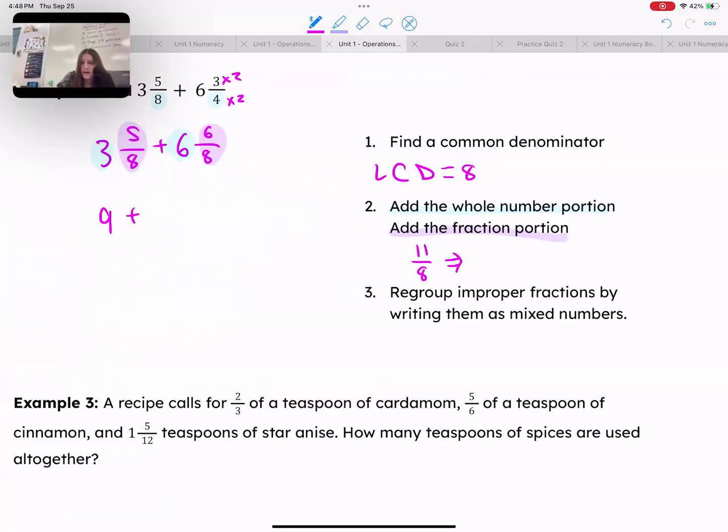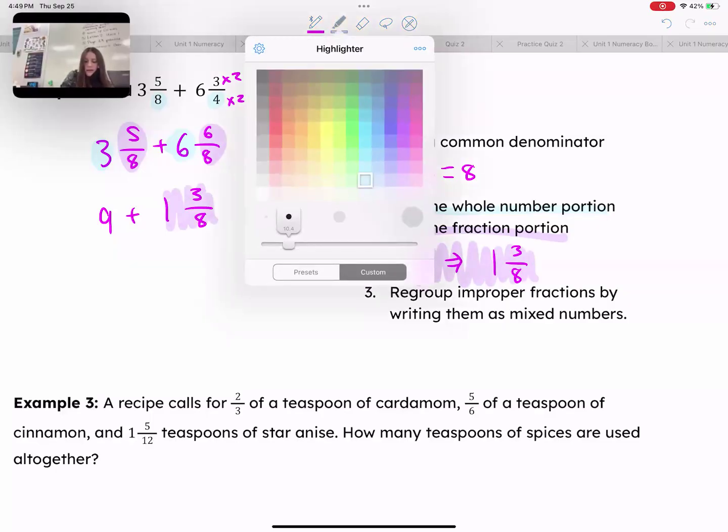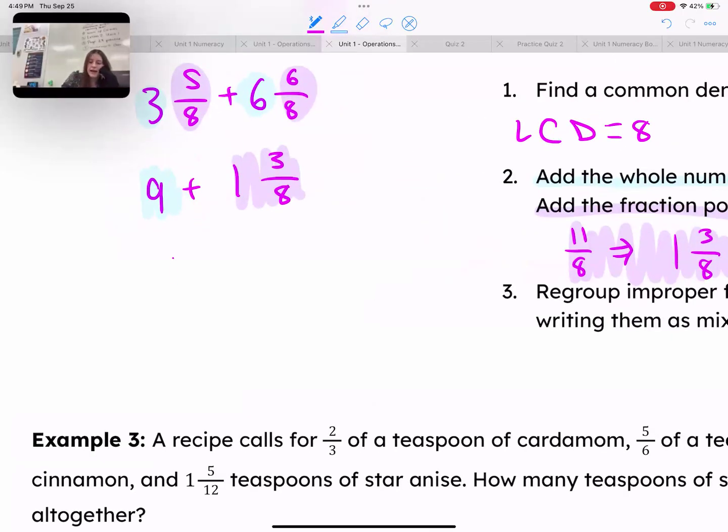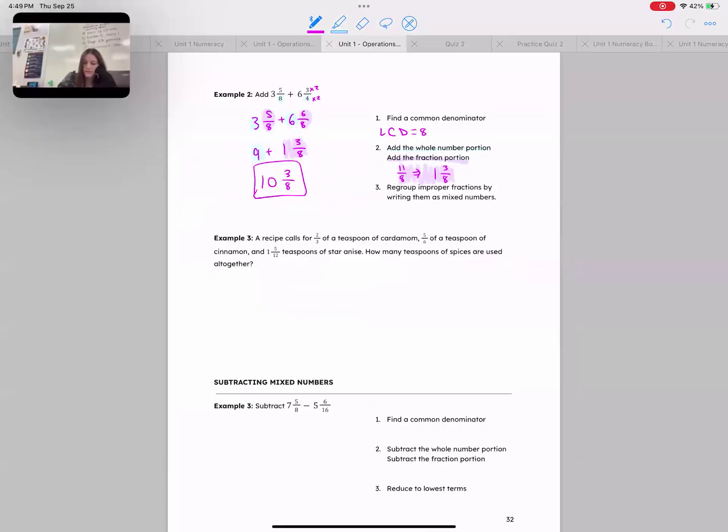What's the biggest multiple of 8 that I can fit into 11? I can just fit it one time into 11. So 1, and then 11 minus 8 is 3 over 8. And that is going to be what I'm adding to my equation here. I'm going to highlight so you know where all the numbers are coming from. And then when I add this together, I've got 10 and 3/8. And that is going to be my final answer because I'm done. I regrouped them.